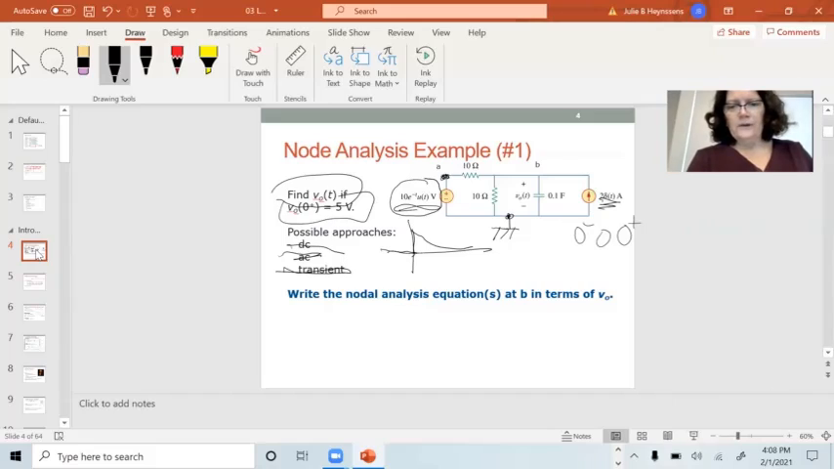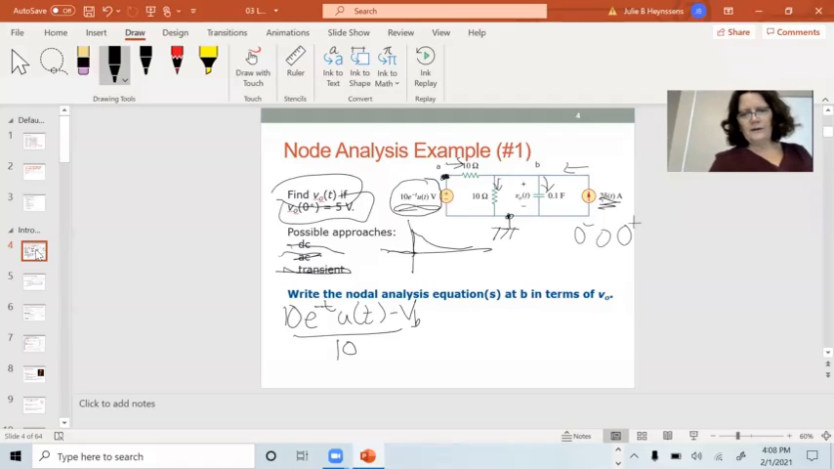Now I have to assign current directions. Remember, it doesn't matter which way I do it, just as long as I do it. So the node voltage method is I'm writing a KCL equation at node B. Sum of the currents going in equals the sum of the currents going out. So the current from this 10 ohm resistor is just going to be VA minus VB over 10. Well, we have an expression for VA. So that's 10 e to the minus t u of t minus VB all over 10 is that current.